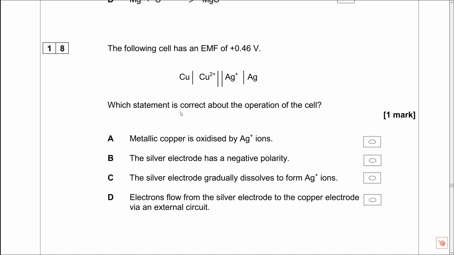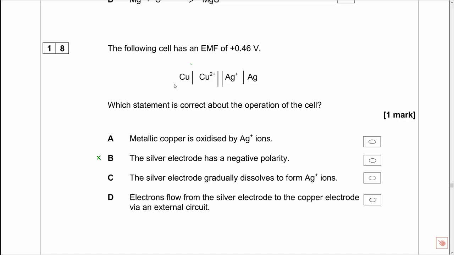So this one, conventional representation, which statement is true about the operation of the cell? Right, well, the negative polarity of the cell would be normally the more reactive one, which in this case is going to be copper, so we'd probably say that B is not going to be true. Metallic copper is oxidized by silver ions. I happen to know that it's oxidation on the left-hand side, reduction on the right. So metallic copper is oxidized.